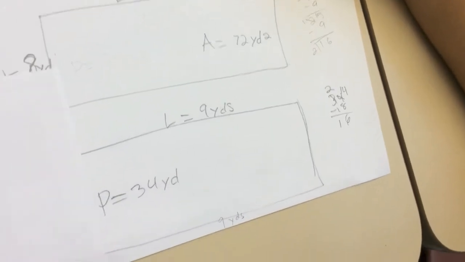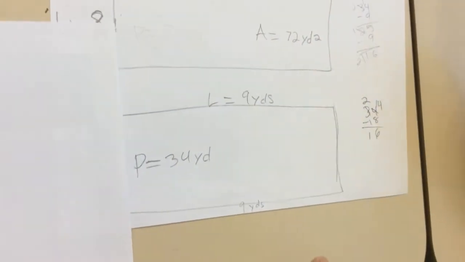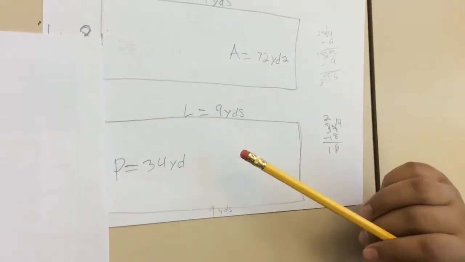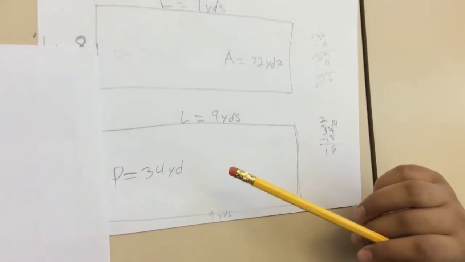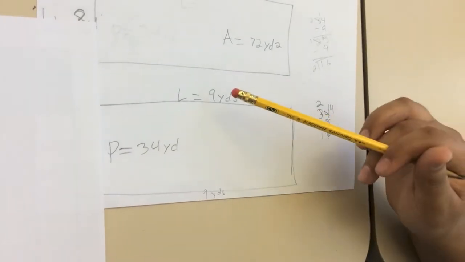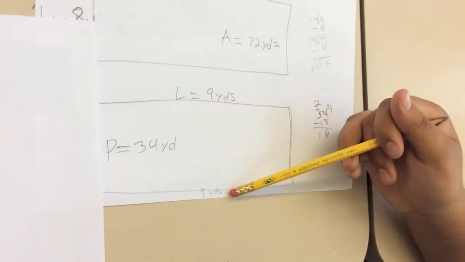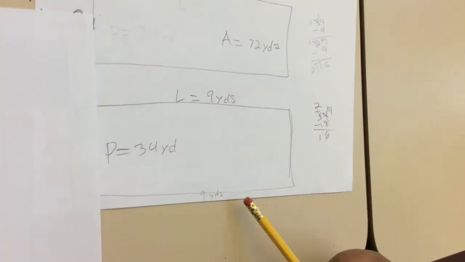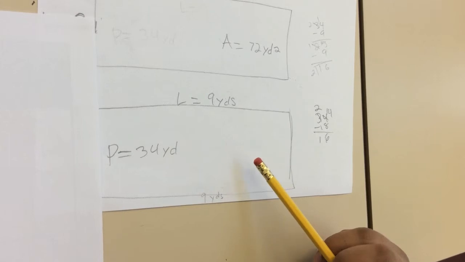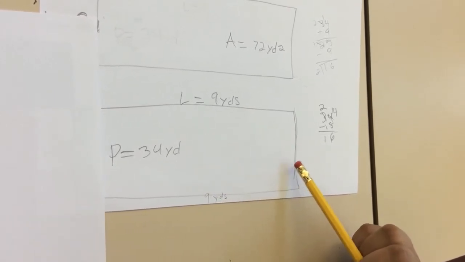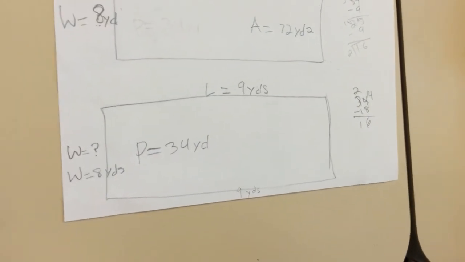Great. Okay, and what about the perimeter? How would you know the width if you knew the perimeter and the length? The perimeter is 34, so minus 9 and 9, so you'll be subtracting 18, so 34 minus 18 would be 16. 16 divided by 2 would give you 8 because there's 2 sides. And so that's correct. The width is 8.